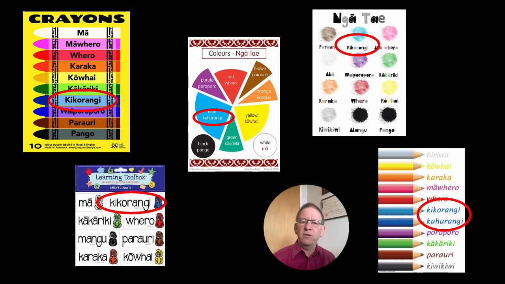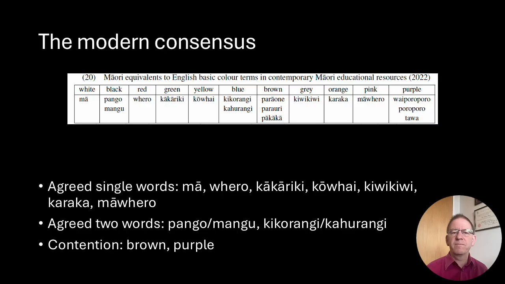Rangi is the sky god. The words mean the cloak of Rangi or the flesh of Rangi. Both appear to be equally valid, and one of the charts tries to teach us that kikorangi is pale blue, while kahurangi is dark blue, though we can find no historic evidence for that distinction. So this is where we are today.